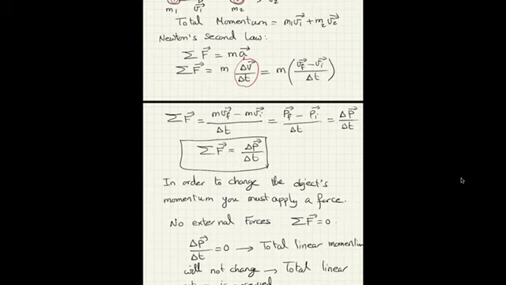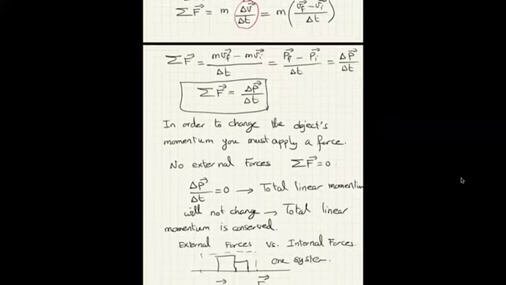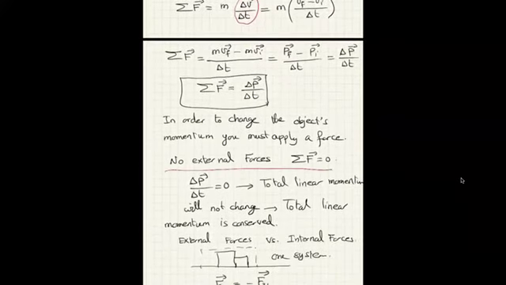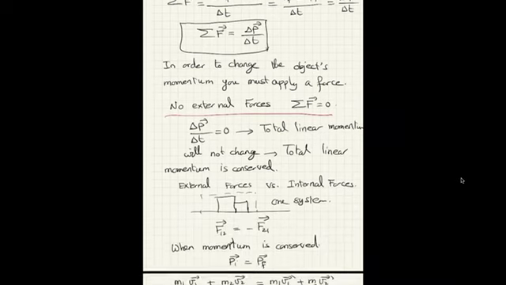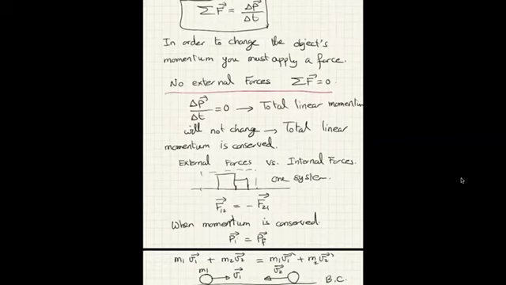Then if there is a change in momentum, I must apply a force. You cannot change momentum without external forces. And hence, when I have no external forces, which means sigma F equals 0, then delta P over delta T is 0, and the total linear momentum will not change. And here we will say total linear momentum is conserved. Here I am talking about external forces, not internal forces.